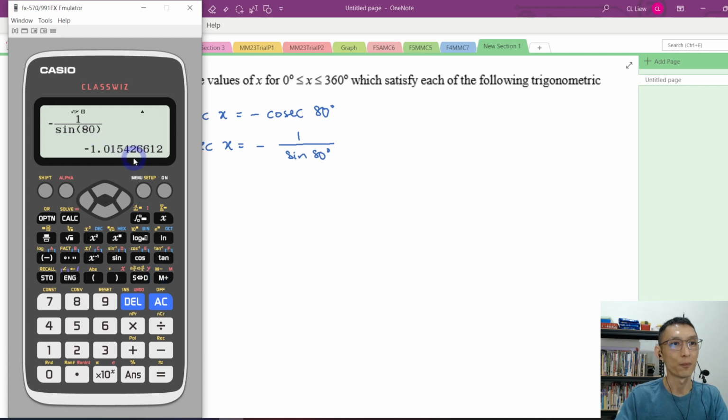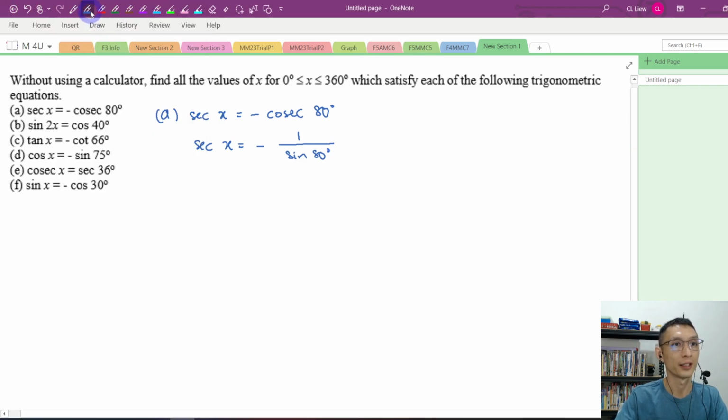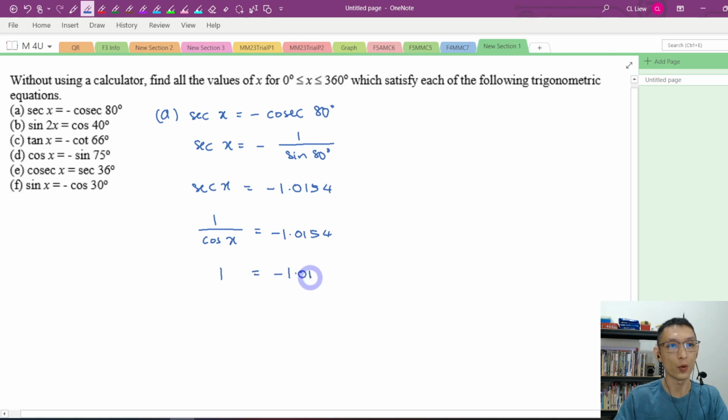Let me round off to 4 decimal places: negative 1.0154. For the left-hand side I just copy first. Secant is actually 1 over cosine, right? So negative 1.0154. Bring this up: 1 is equal to negative 1.0154 times cosine of x. Actually, you can exchange their places: this one goes up, this one goes down. I write it like this so you can see it clearer.